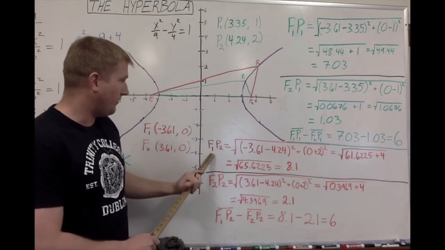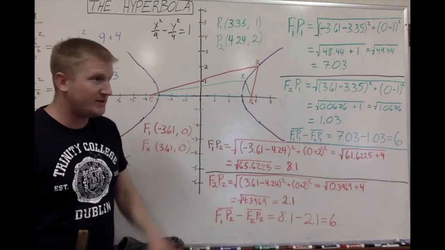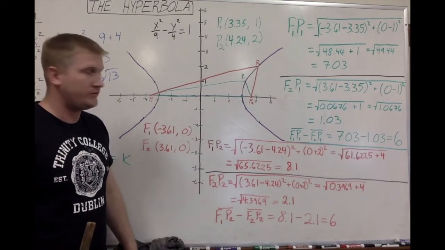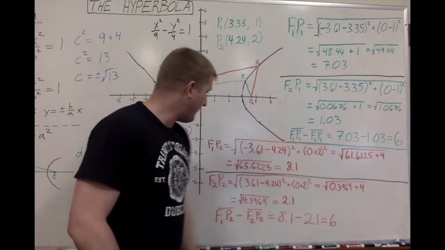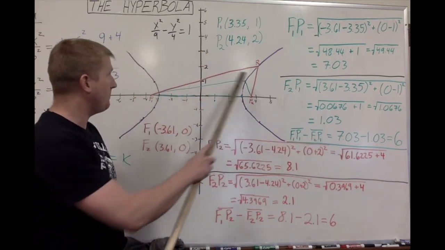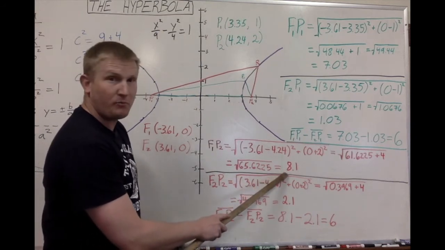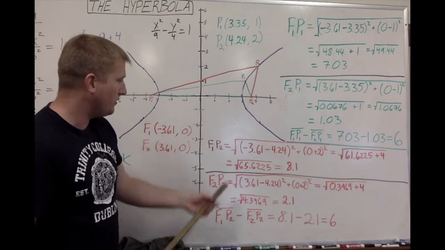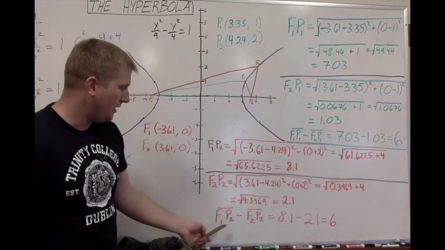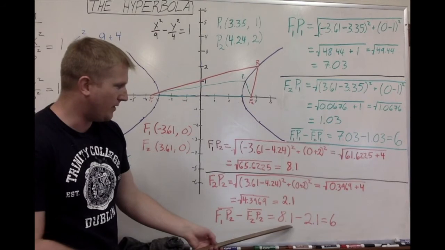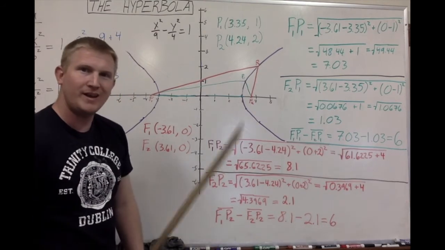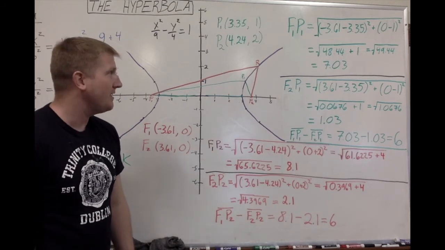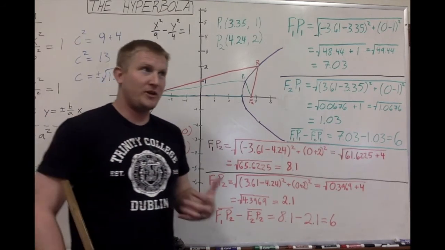So if we look at this first one, I'm not going to walk through all the pieces. You can kind of see it right here. Pause the video if you want to check it out. Anyways, we find the distance from F1 to P2 to be equal to 8.1, again approximately. And then from F2 to P2, we get a distance of 2.1. We find their difference, 8.1 minus 2.1, we get 6 again. That is pretty neat.